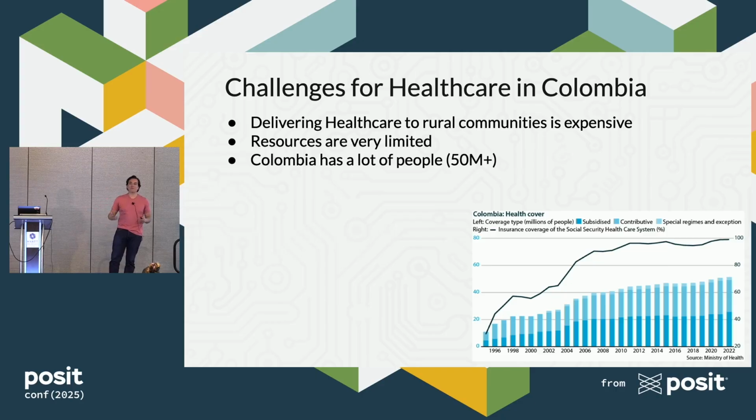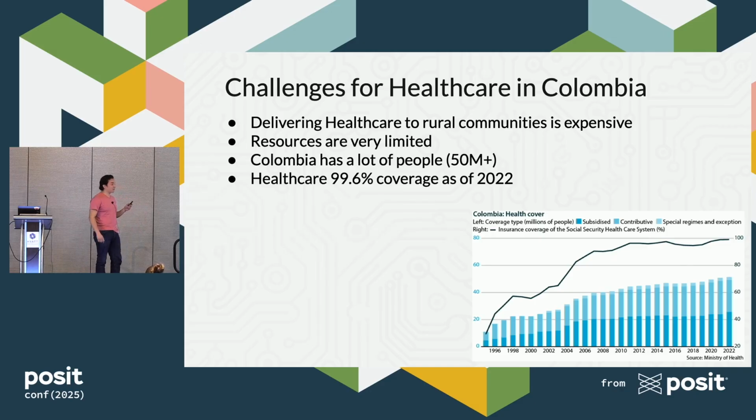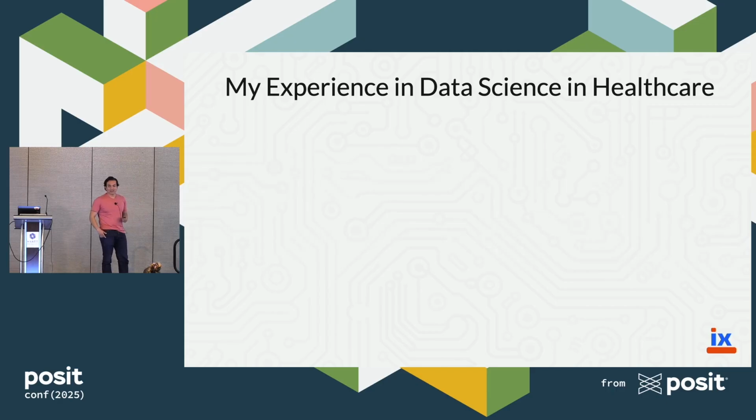Also, Colombia has a lot of people, over 50 million people. That's a lot of patients. And those patients are very well taken care of. About 99% of people are covered by the Colombian healthcare system, which a lot of healthcare systems can't say the same. So it's 99% of 50 million people. That's a lot of people, and about half of them live in rural areas. So yeah, it's quite difficult.